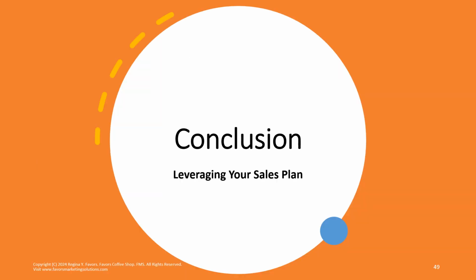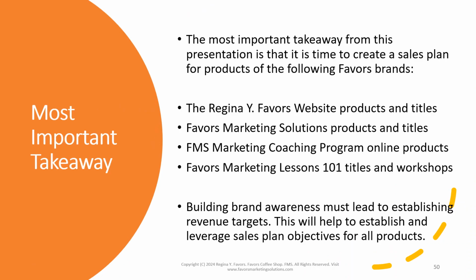So, conclusion: leveraging your sales plan. Most important takeaway. The most important takeaway from this presentation is that it is time to create a sales plan for products of the following Favors brands: the Regina Y Favors website, those products and titles, Favors Marketing Solutions, those products and titles, FMS Marketing Coaching Program, which is online products, and then Favors Marketing Lessons 101 titles and workshops.